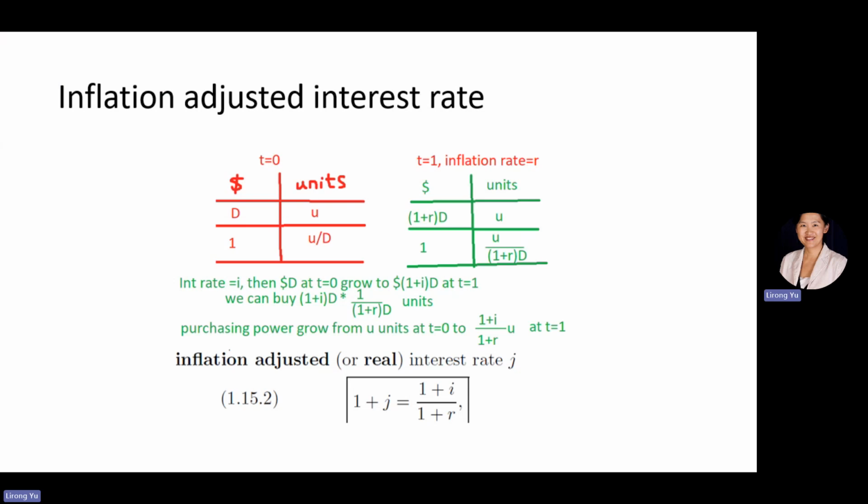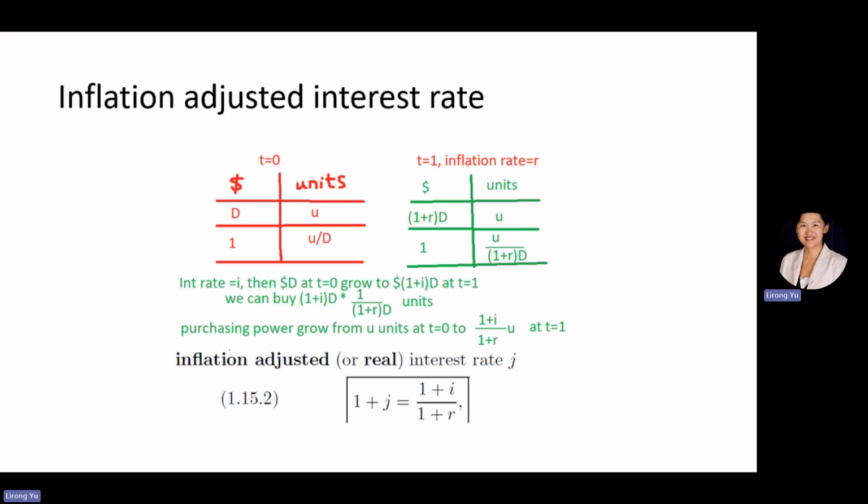So how much can we buy per dollar? We're trying to look at the purchasing power of $1. It will be the number of units divided by the amount of money. So U over 1 plus R times D is how much you can buy. So these are all about inflation.